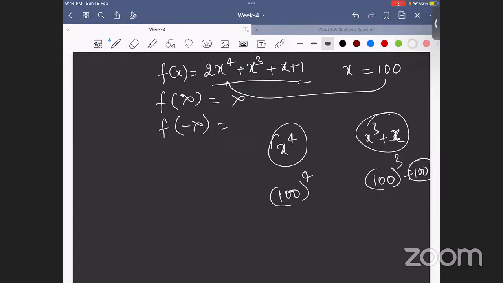I'm saying for minus infinity, for negative x values. If I'm putting minus 100 here, what will the value be? This will be a very large value. Correct, this will be a very large positive value, the first term.